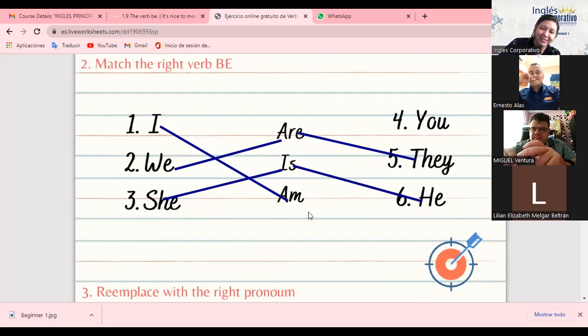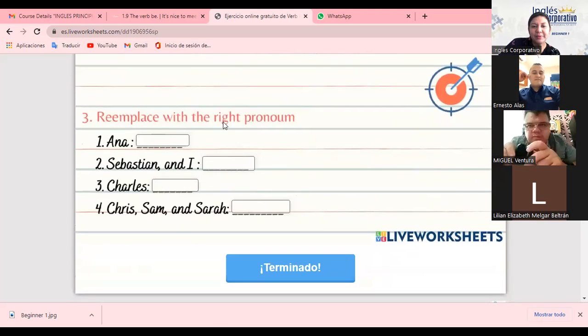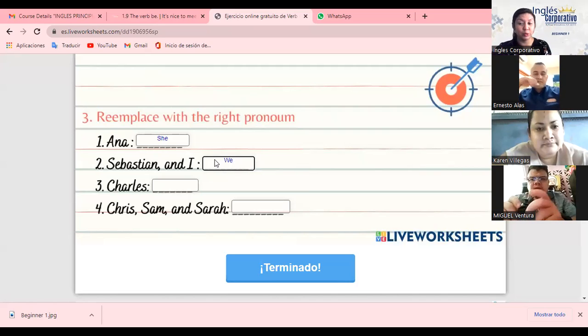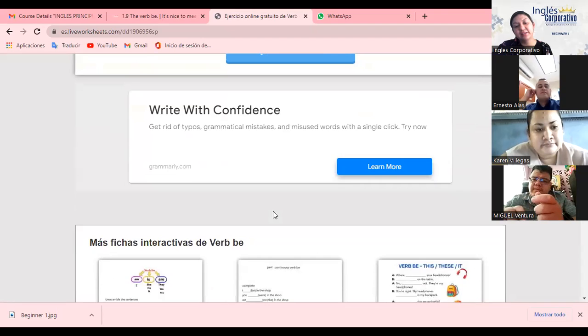Replace with the right pronoun. Aquí va a reemplazar con el pronombre correcto. Por ejemplo, Ana, ¿cuál sería su pronombre que usaría? She. She, correcto. Sebastian and I. We are. Nosotros. We. Charles. He. Okay. And Chris and... They.